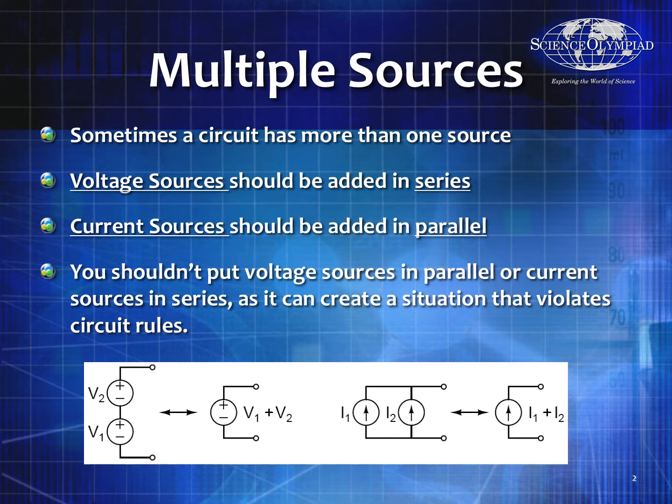Multiple sources. Sometimes a circuit has more than one source. Voltage sources should be added in series, and current sources should be added in parallel. Never put a voltage source in parallel with another voltage source, and never put a current source in series with another current source, as it can violate the circuit rules and create a problem that can't be solved.